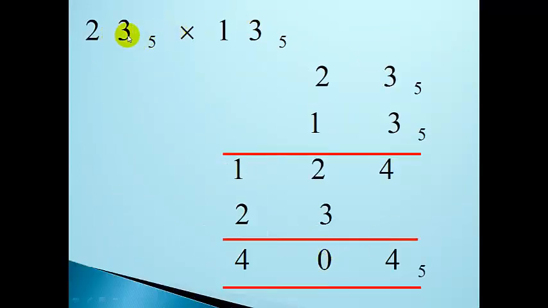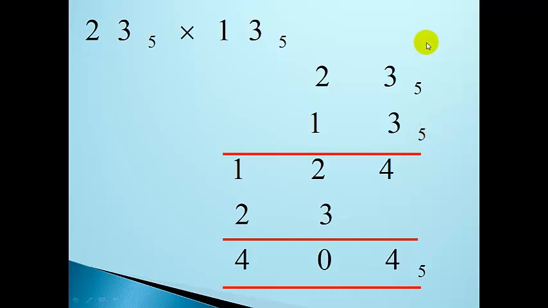Now given 23 base 5 times 13 base 5. We have 23 base 5, and we have 13, also base 5. Now 3 times 3 is giving us 9. And 9 in base 5, the remainder is 4, and the number of group of 5 in 9 is 1.